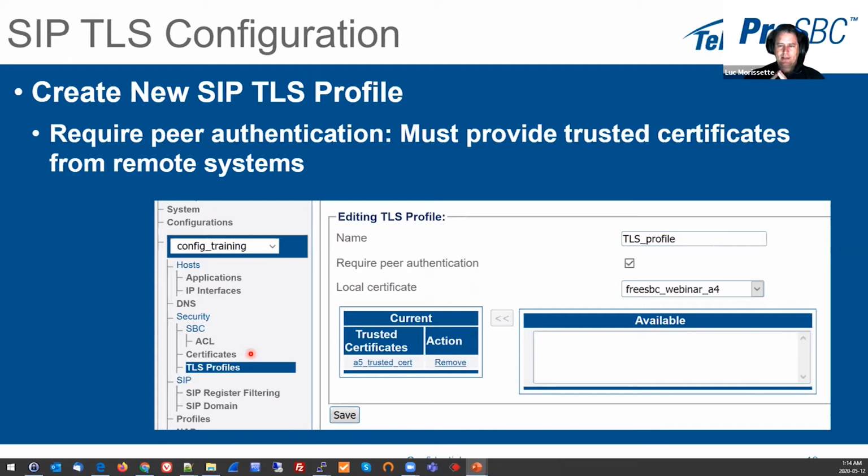Okay, and then you need to create a TLS profile. This TLS profile will say, do I need to provide trusted certificates? Then normally you would say here, yes. I need to exchange the certificates and verify that they are valid. And here you will specify your local certificate and the remote certificate. All right, so you will need one TLS profile per destination that you want to reach in the system.